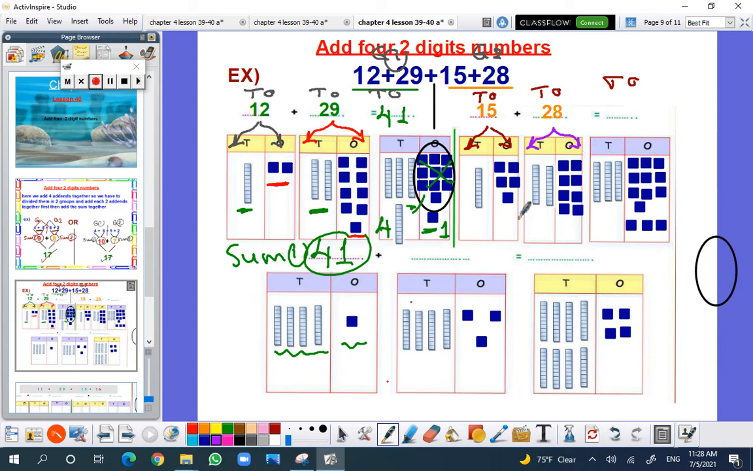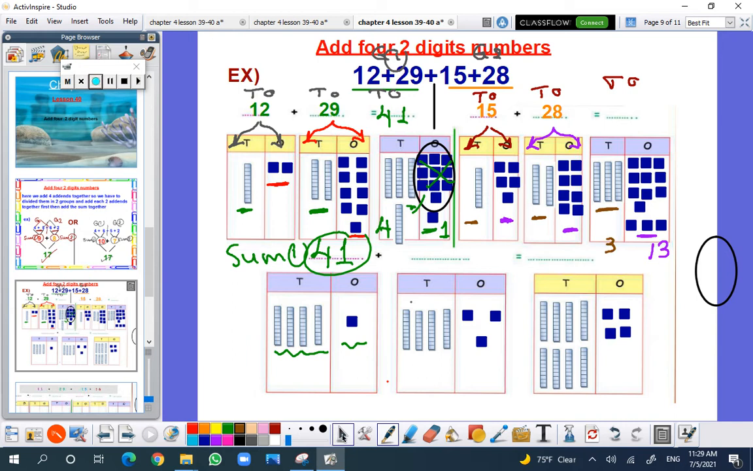Don't forget, we start adding with the ones. So here I have 5 plus 8. 5 plus 8 equals what, guys? Equals 13. Excellent. So I'm going to draw 13 small squares. And now let's add the tens together. 1 plus 2 equals 3. So here I have 3 on the tens.